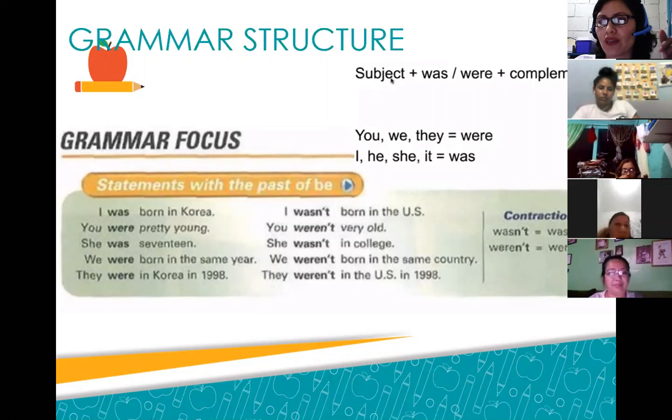You, we, and they, we use were. Y para I, he, she, it, usamos was, okay. Then, statements with the past of be. Tenemos algunos ejemplos, okay. So, veamos, Saraí, ayúdeme con el primer ejemplo, por favor.